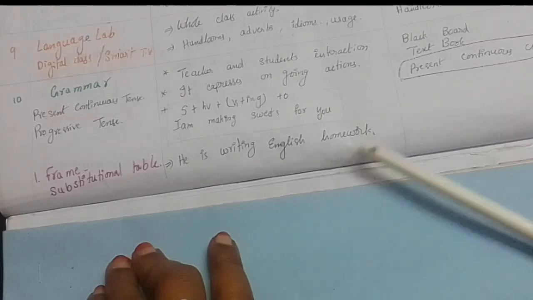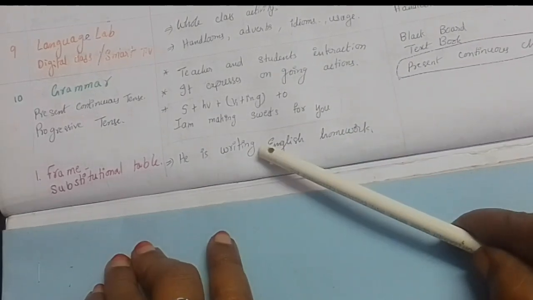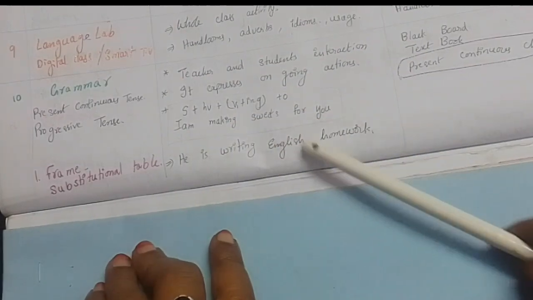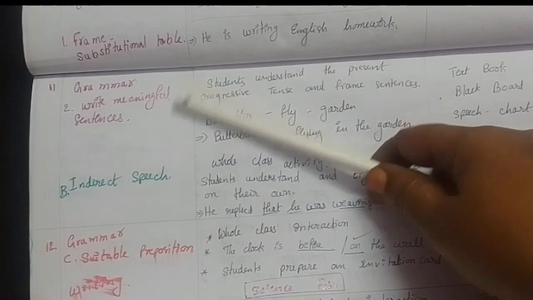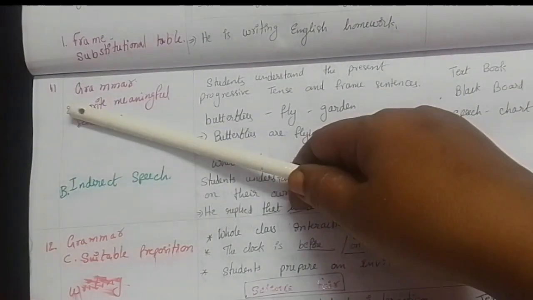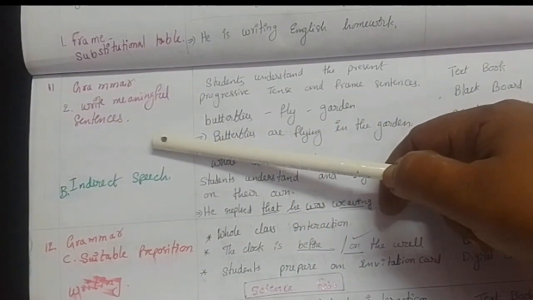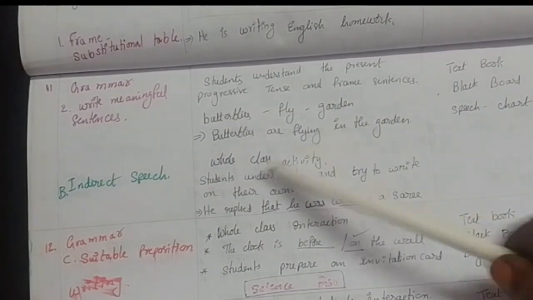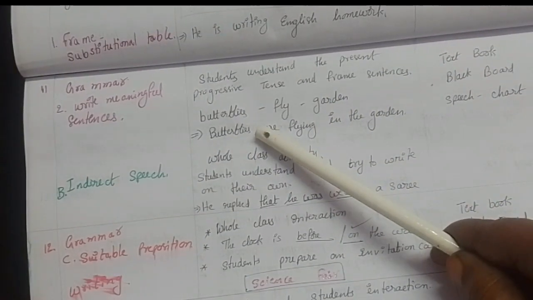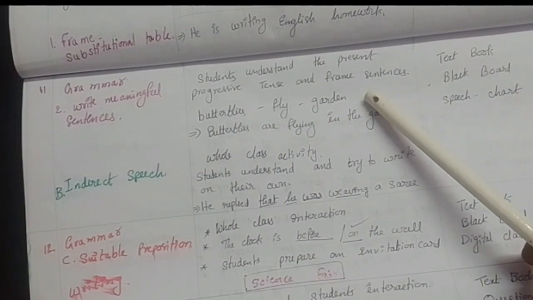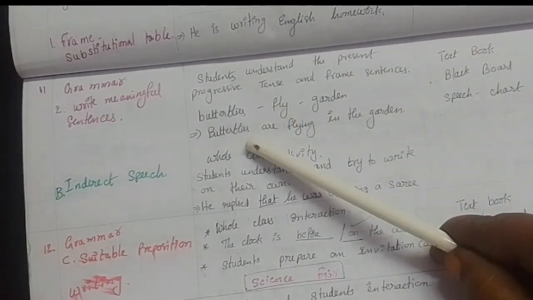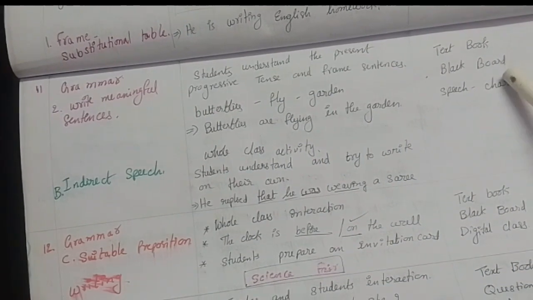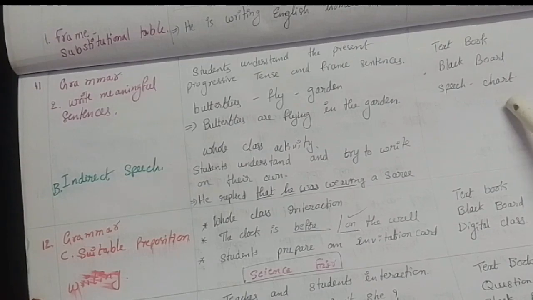He is writing English homework. Here is the substitution table in the textbook, in the grammar part. So they will prepare the sentences by using the substitution table. In the 11th period, we teach the grammar, that is, write meaningful sentences. Students understand the present progressive tense and frame sentences. Okay, so here: butterflies fly garden. So we frame these sentences like butterflies are flying in the garden. Okay, and we use the TLM textbook, blackboard, speech chart.